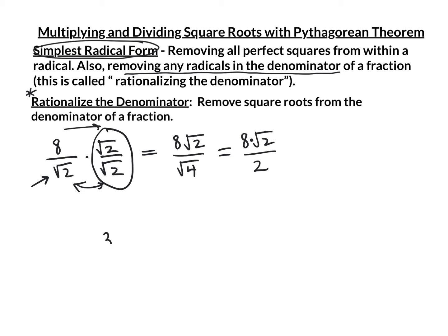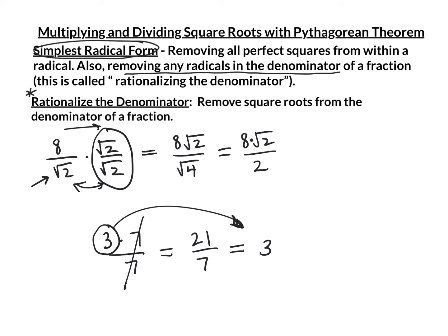Notice that if I take, as an example, 3 times 7 divided by 7, that is 21 divided by 7, which is 3. If I cancel those 7s, I can see the answer is 3. That works because there's multiplication right here. Multiplication is what allows us to cancel. That's what we have up above in 8 root 2 divided by 2. I've got that multiplication allowing me to divide both by 2.